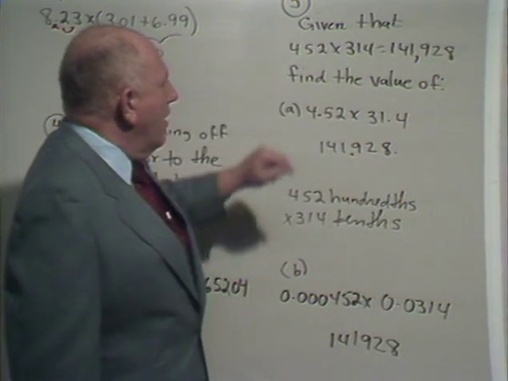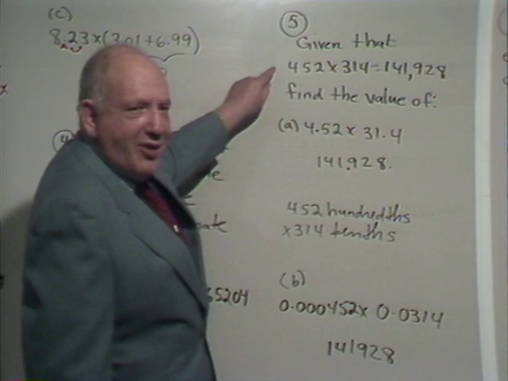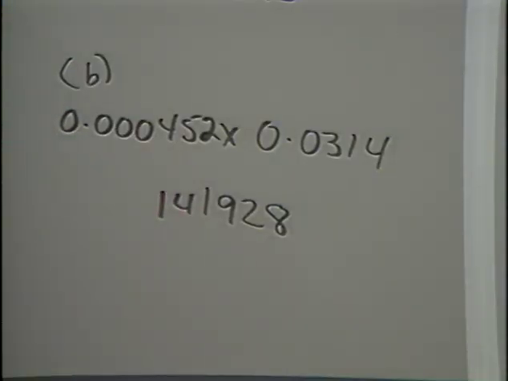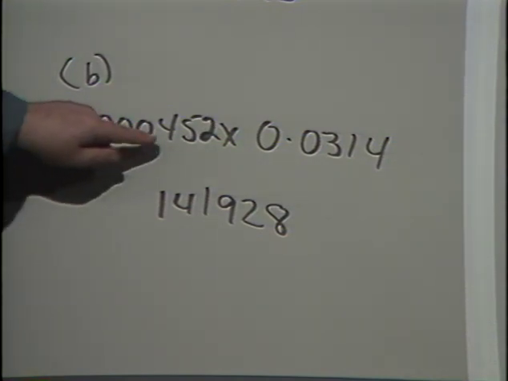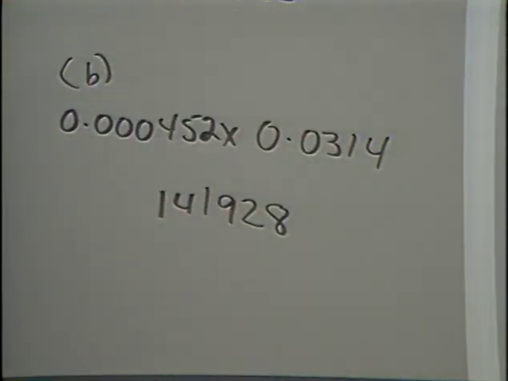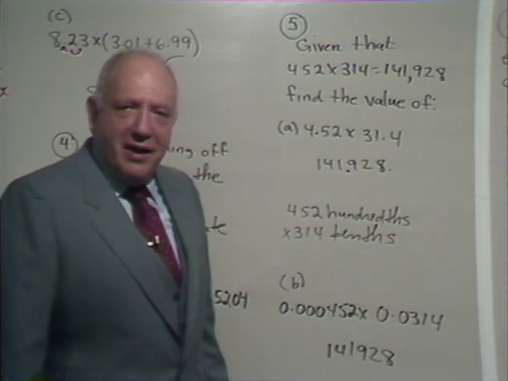See, given that 452 times 314 is 141,928, I bring this down here. Now what do I have to do? Find the denomination. And how do I do that? I count the number of digits to the right of the decimal point. 1, 2, 3, 4, 5, 6 here. 1, 2, 3, 4 here. 6 and 4 are 10. That means I have to move the decimal point 10 places to the left.